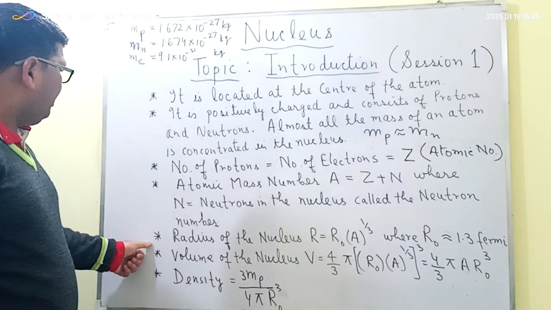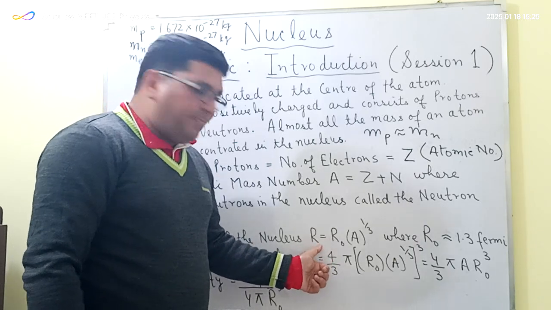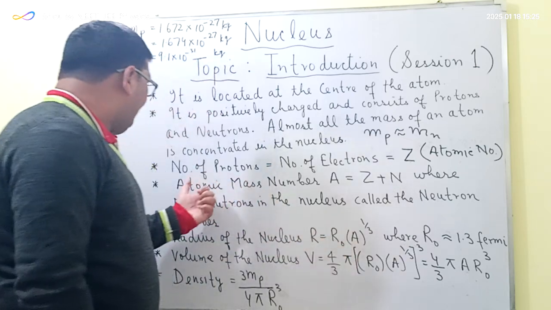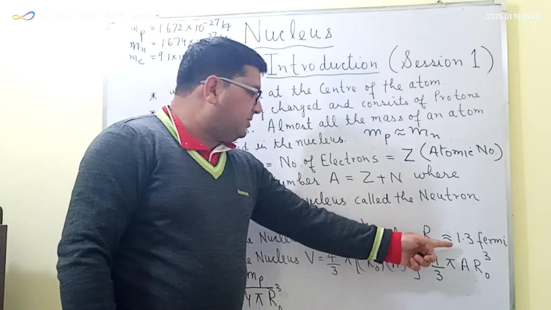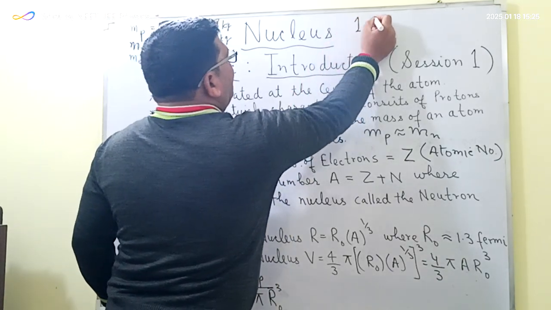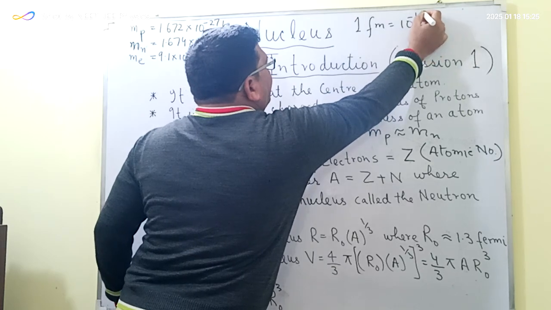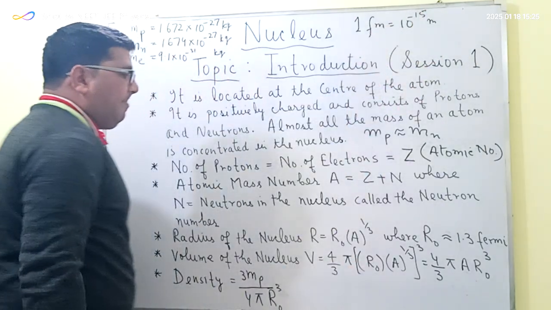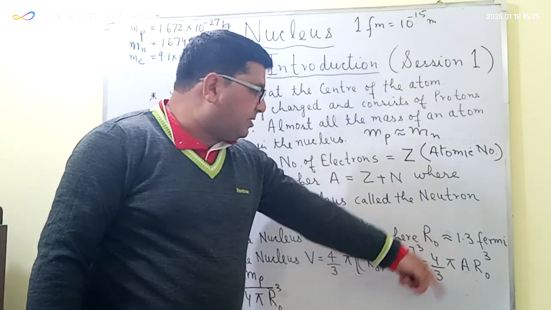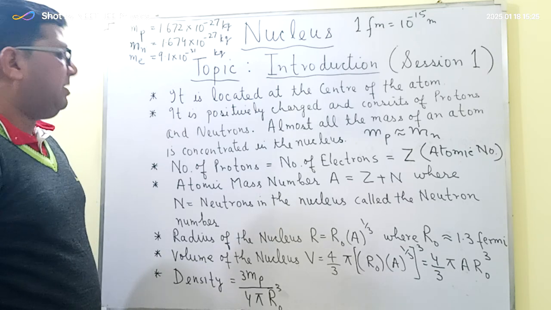The fifth point is that the radius of the nucleus is depicted by capital R, which is equal to R naught into A to the power 1 by 3, where A is the atomic mass number, and R naught is approximately equal to 1.3 Fermi, where 1 Fermi is equal to 10 to the power minus 15 meter. Here Fermi is denoted by Fm. So R naught is basically a constant, and its value is approximately equal to 1.3 Fermi.